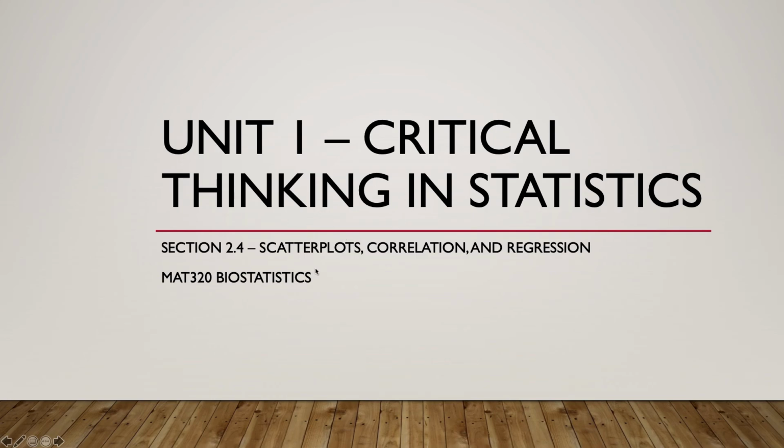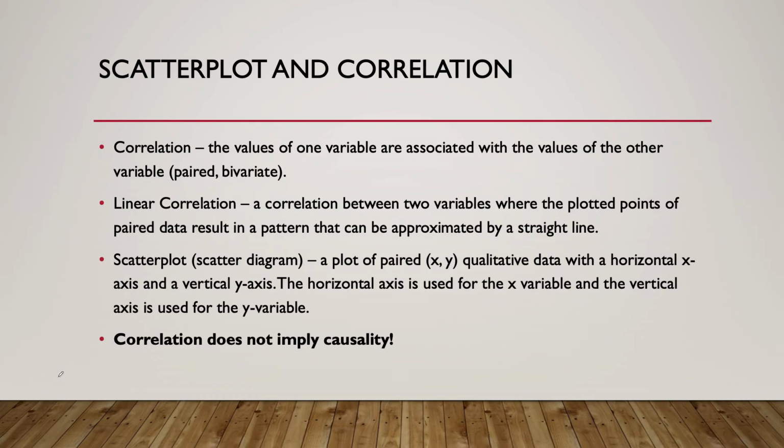Section 2.4 is on scatterplots, correlation, and regression, which would just be another way that we can display our data. A scatterplot and correlation. First things first, the correlation is the values of one variable associated with the values of the other variable, and those values then are referred to as being paired variables or bivariate.